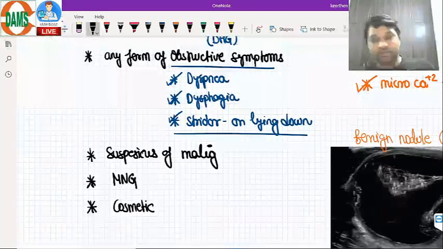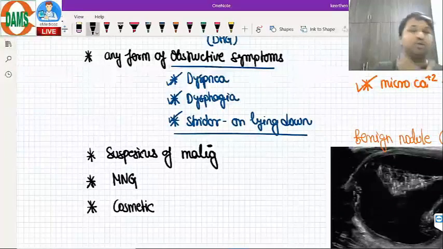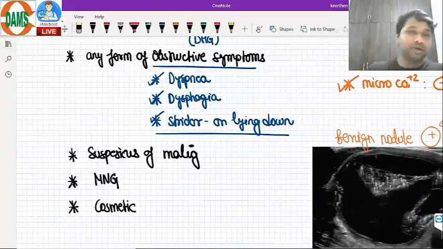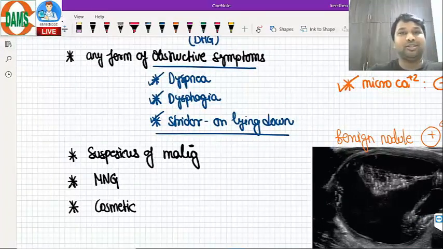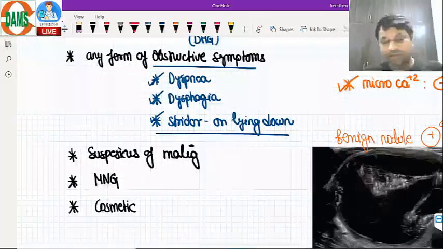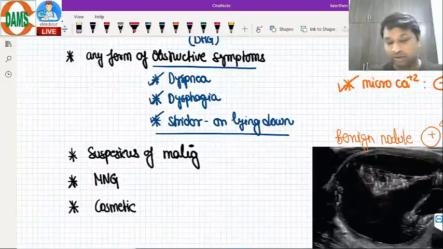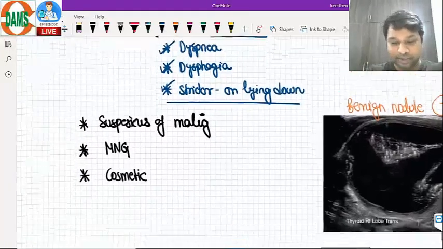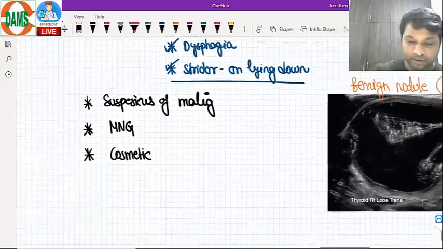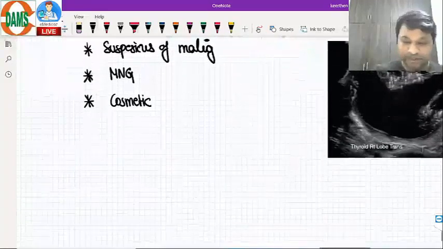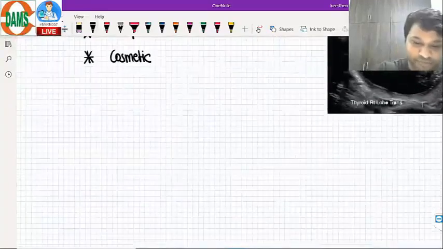If a young lady comes and says it doesn't look nice, she wants to show her neckline properly, you cannot argue with the patient. It's the patient's neck, the patient's choice. She wants to get rid of it, you should be able to do that, right? So no argument with ladies. Just hands down and say, okay, we'll go for it. Okay, so that is with respect to indications of surgery.